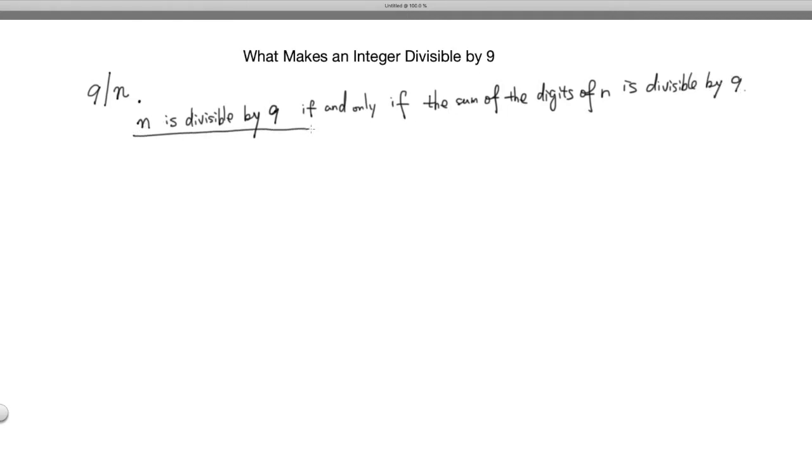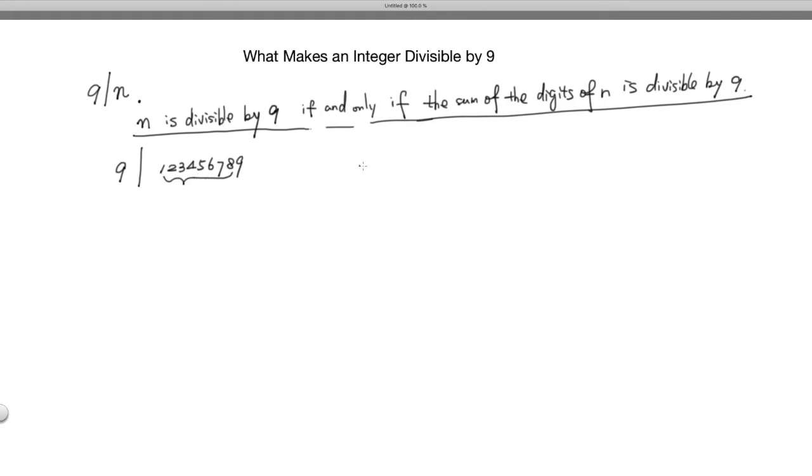Let's first look at one example. Let's check if 9 is a divisor of 1, 2, 3, 4, 5, 6, 7, 8, 9. This is a 9-digit number. Is this number divisible by 9? Now, if you do division and check the remainder, of course you can do it, but it's not going to be a lot of fun. Instead, we can use this property to check.